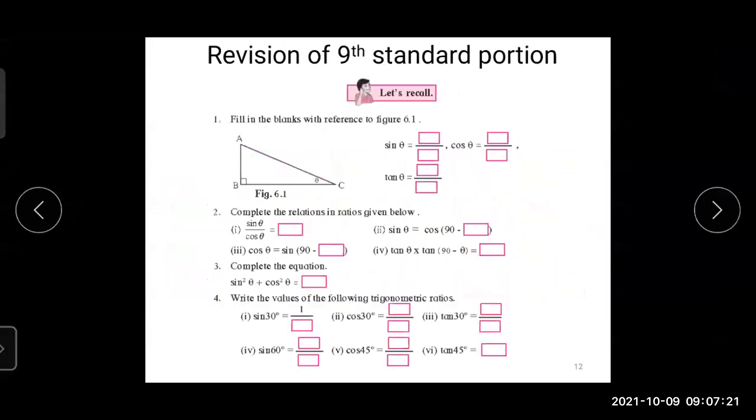Now, some questions are given here. Fill in the blanks with reference to the figure. Sir, I want some students to answer. If they are raising their hands, can you please unmute them? Students, you have to give me these answers because it is based on 9th standard revision. If you know the answer, can you please unmute yourself?